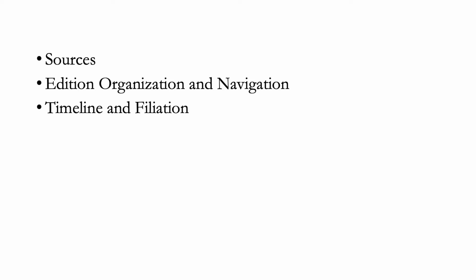In this presentation, I will first introduce the sources for the Bach suites. This is followed by a tour of my edition, explaining its organization and navigation. I then discuss interpretation of these sources in the context of a timeline and their filiation. This term, filiation, refers to the manner in which a thing is related to another from which it is derived or descended in some respect.